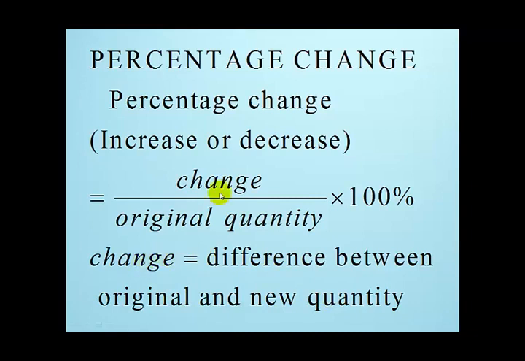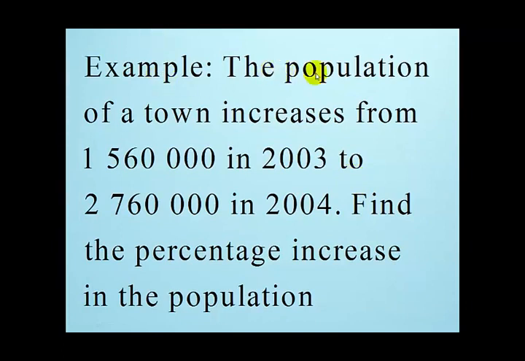So when you divide the change by the original quantity and you multiply by 100%, you will have the percentage change. Now let's take a look at an example and see how best we can find the percentage change. Example, the population of a town increases from 1,560,000 in 2003 to 2,760,000 in 2004. Find the percentage increase in the population.